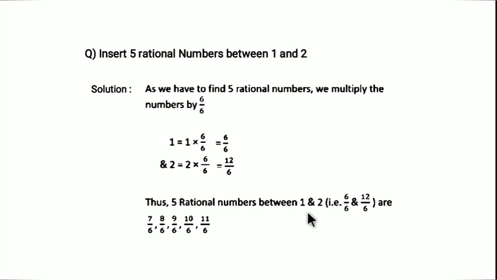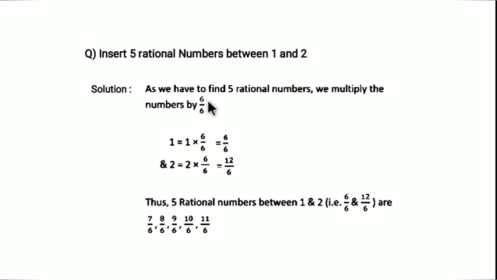So for the rational numbers between 1 and 2, 1 can be written as 6 upon 6, and 2 can be written as 12 upon 6. We will write all the rational numbers between 6 upon 6 and 12 upon 6, which are 7 upon 6, 8 upon 6, 9 upon 6, 10 upon 6, 11 upon 6, and so on. We wanted to find 5 rational numbers, that's why we multiplied with 6. If you want to find 10 rational numbers, you have to multiply with 11. If you want to find 7 rational numbers, you have to multiply with 8.